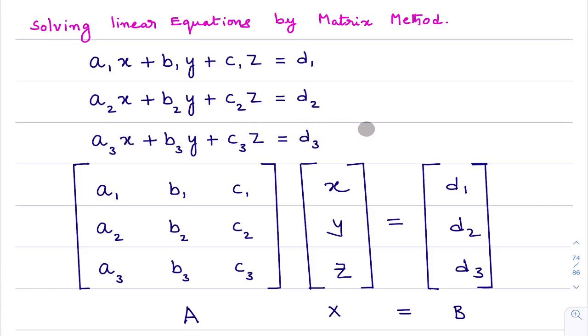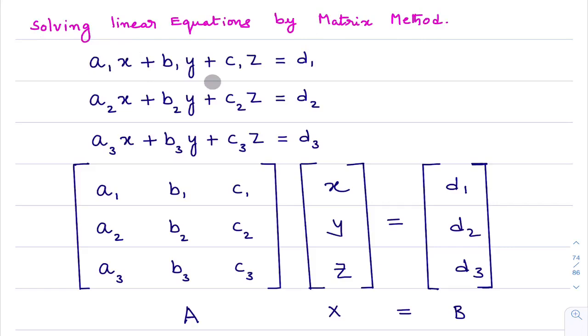In our exercise, 2 by 2 matrices as well as 3 by 3 matrices are there. So, they may give 2 linear equations with 2 variables. They may give 3 linear equations with 3 variables. What I am trying to say, they'll give equations like this, 3 equations. We need to solve these linear equations by matrix method.